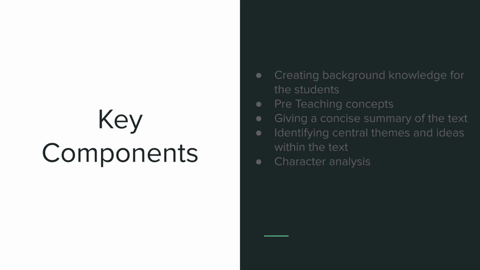Next, we have the key components or the key parts of this reading strategy, and basically what it's going to do for our students. So it helps create that background knowledge. Teachers are able to pre-teach some concepts or trickier concepts that might come up within the text. You're kind of giving a concise summary of the text without giving away too many details. It helps to identify the central themes and ideas within the text and also aids in building that character analysis.